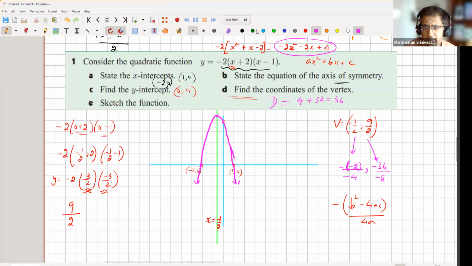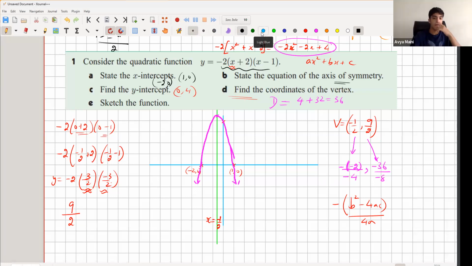Is this clear, guys? Completely, everyone? Yes. Okay, Ahan, you're good on this one now completely? Yes. All of these parts? Okay, cool.